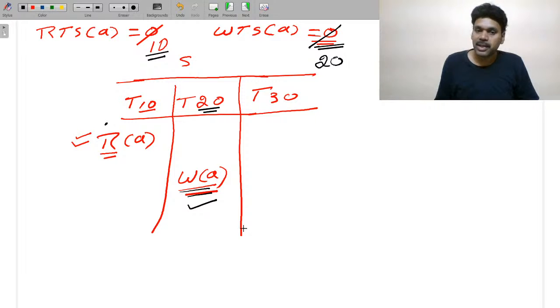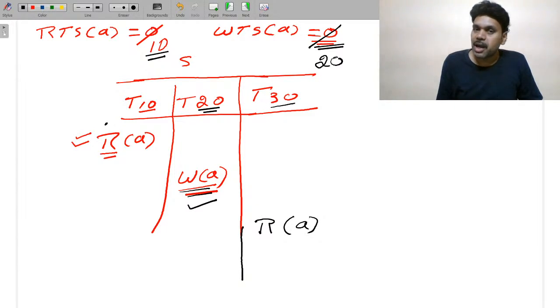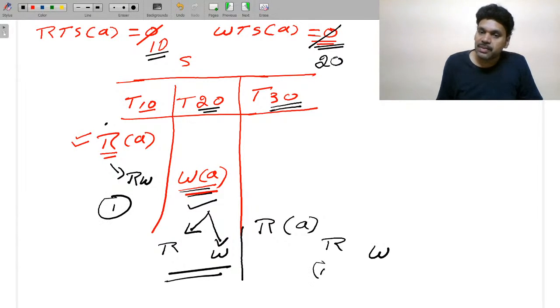Please observe carefully. Next I am asking R of A. I am mixing read now. You observe carefully, friends. What is R of A? You are coming with a 30 number. So read is going to compare with the write timestamp. Observe carefully. Read always compares with the write. Write will compare with the read as well as write. So for write, two conditions; here only one condition we will check.